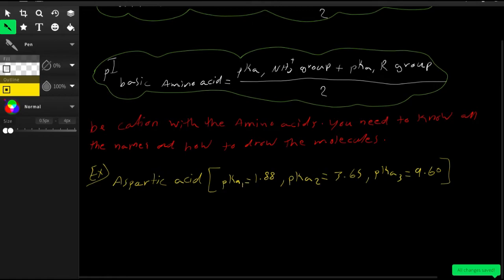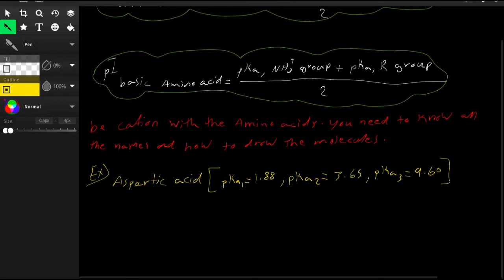By the way, all these values are specific values, they cannot be different. These values go with the aspartic acid, and there's a chart table that shows all the values for all the 20 different amino acids. So for aspartic acid, you have to draw the molecule first.